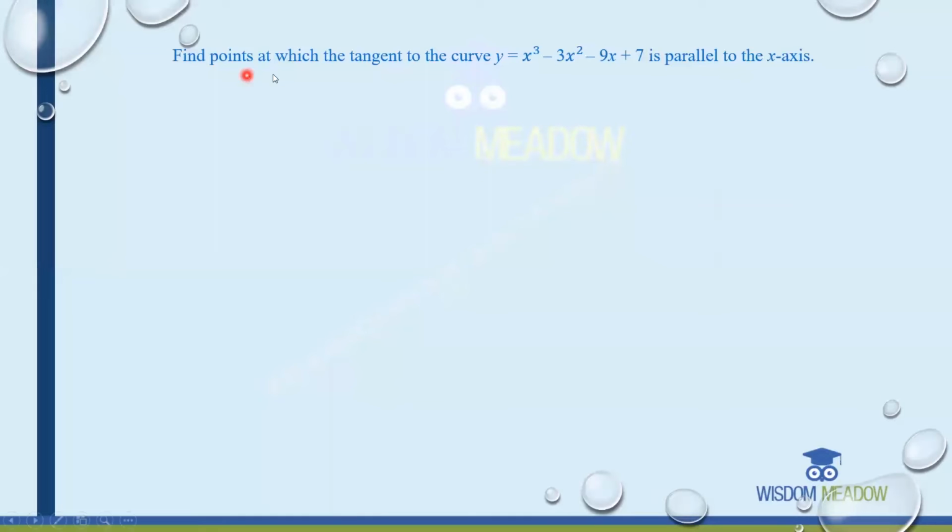Find points at which the tangent to the curve y is equal to x cubed minus 3x squared minus 9x plus 7 is parallel to the x-axis. So I need to find, suppose if I have a curve like this, the points on the curve such that the tangent is parallel to the x-axis. We know that the slope of the x-axis is 0. So since it's parallel, the tangent slope should be equal to the slope of the x-axis. So tangent slope should be equal to 0.